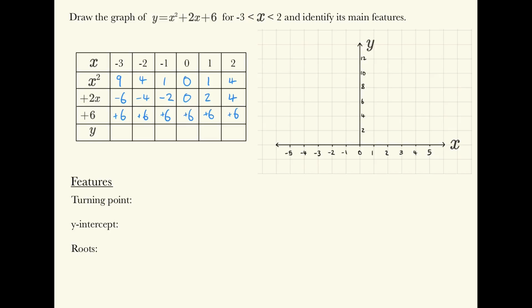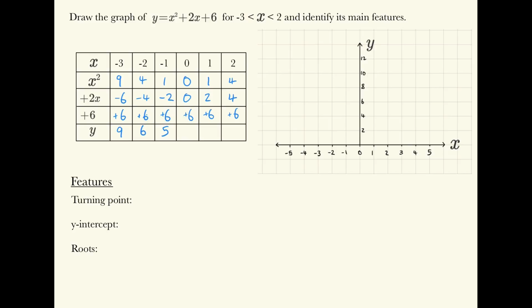We just need to find out what y is equal to, and we just combine all those terms. So 9 take 6 is 3, plus 6 is 9. That's for when x is -3. When x is -2, 4 take 4 is 0, add 6 is 6. What about when x is -1? We get 1 take away 2, that's -1, add 6, +5. I'm just going to write 5 here.